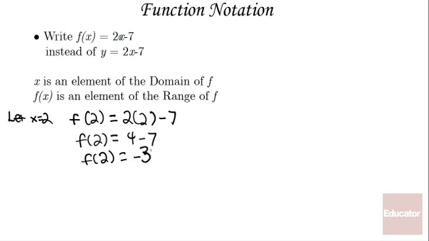Again, f of x equals 2x minus 7 is just another way of writing y equals 2x minus 7. And we can do that for specific values of x, such as f of 2.